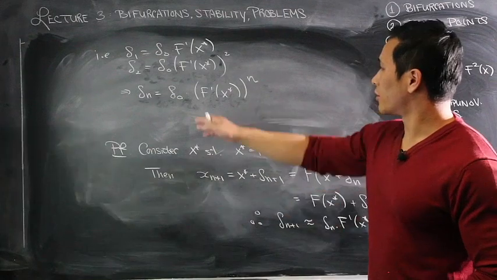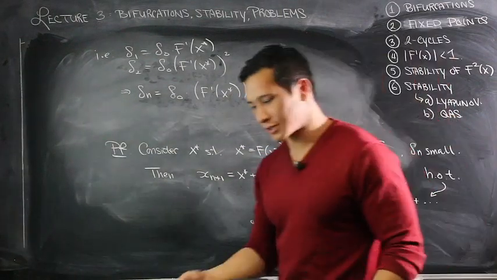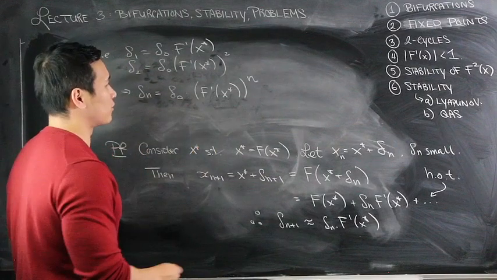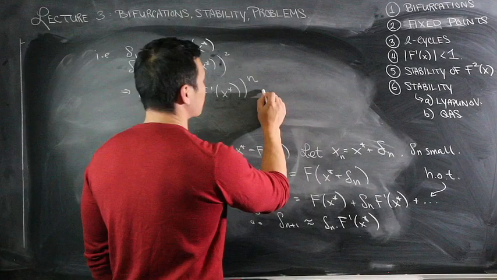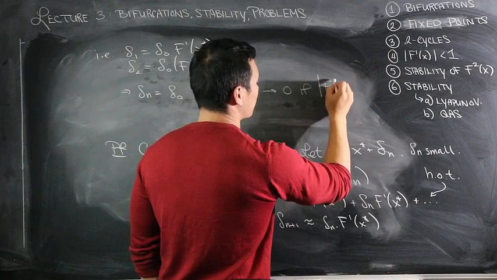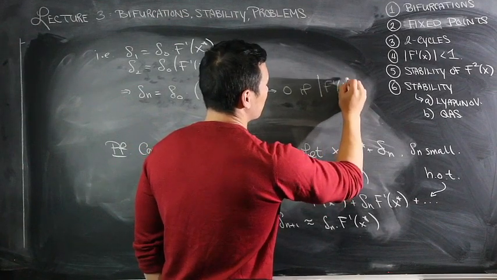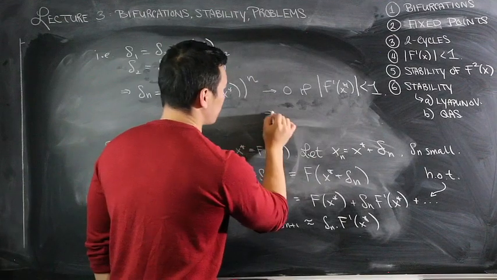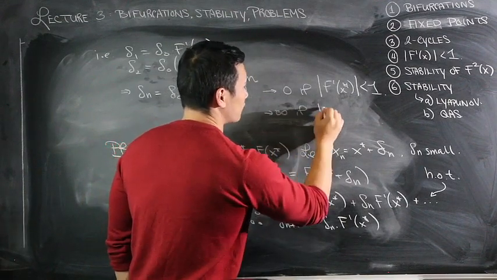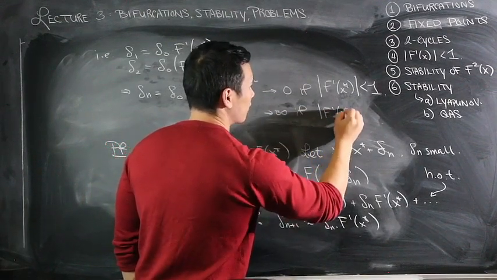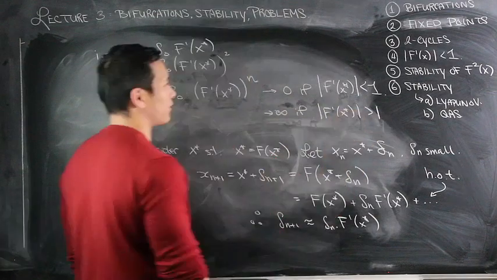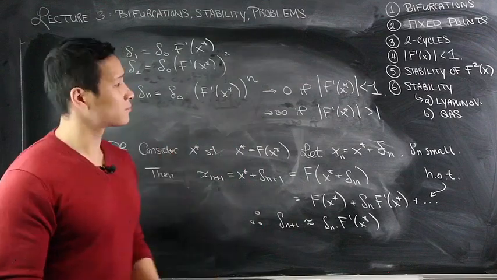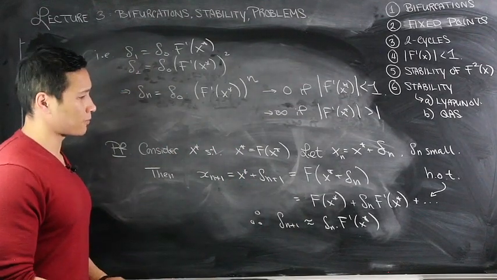Okay, and this thing here converges to 0 if the absolute value of this quantity is less than 1. So this will tend to 0 if the magnitude of that quantity there is less than 1. And it tends to infinity if the magnitude of that quantity there is greater than 1. And there's your stability and instability. Okay?